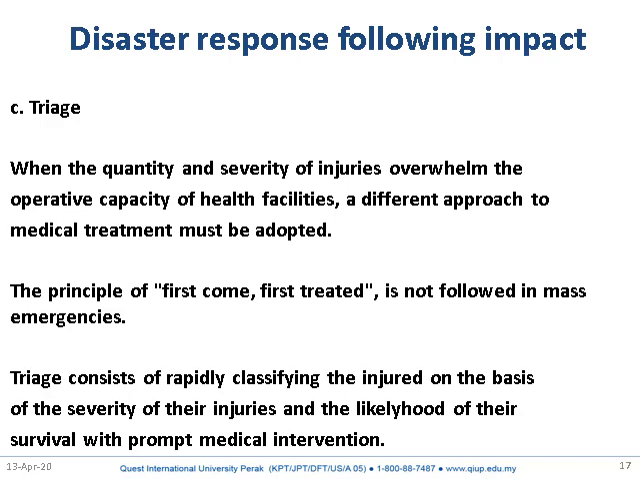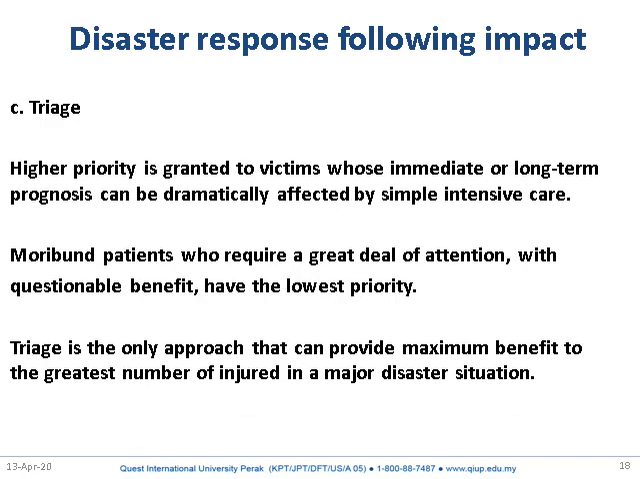So how is it done? Higher priority is given to victims whose immediate or long-term prognosis can be affected by simple intensive care. Just by giving intubation, a person can survive. Just by giving oxygen treatment, a person can survive. Just by a surgical measure, bleeding can be stopped and the patient can survive. So higher priority is granted to victims whose immediate or long-term prognosis can be affected by simple intensive care.